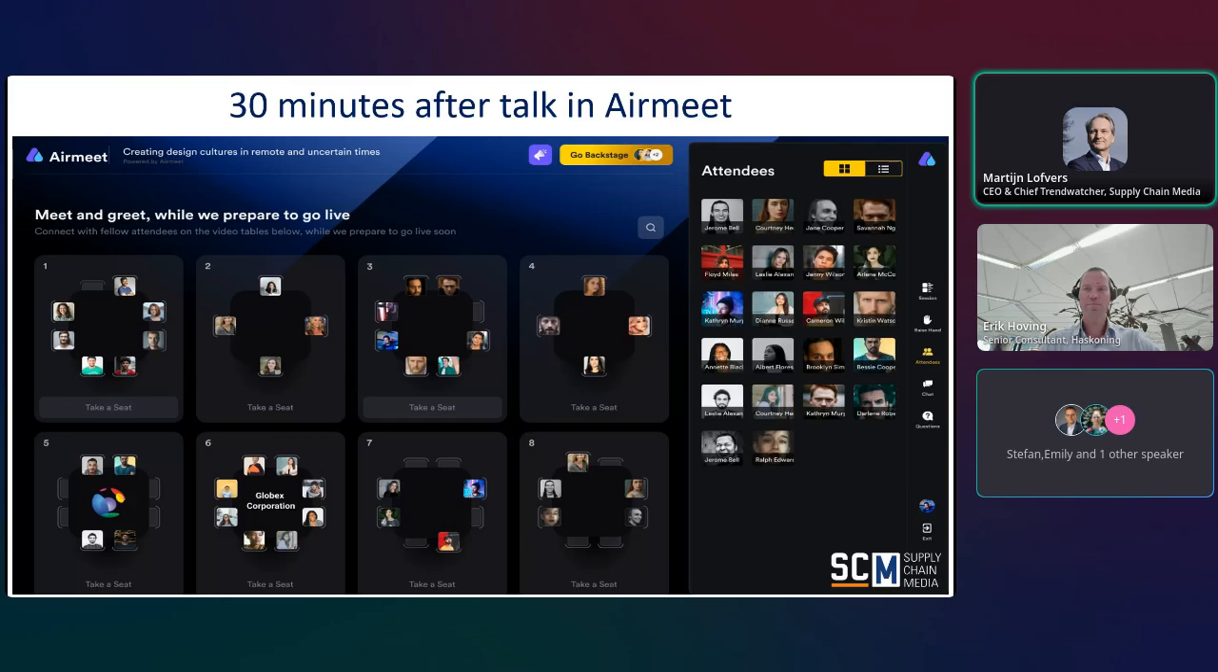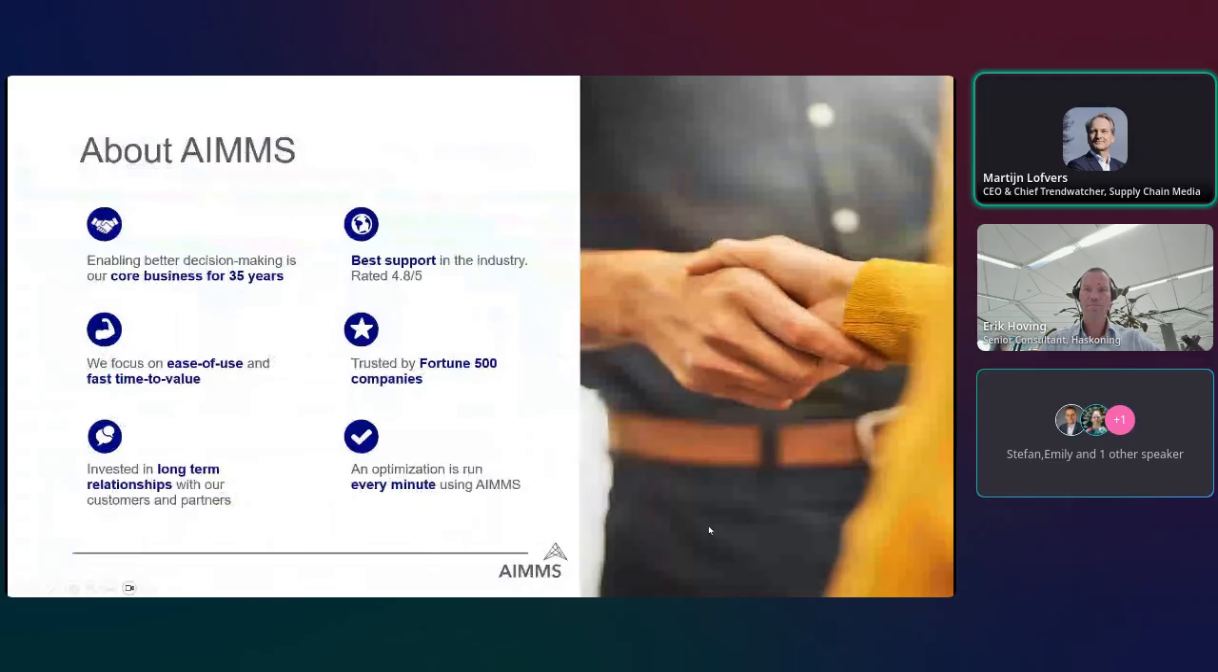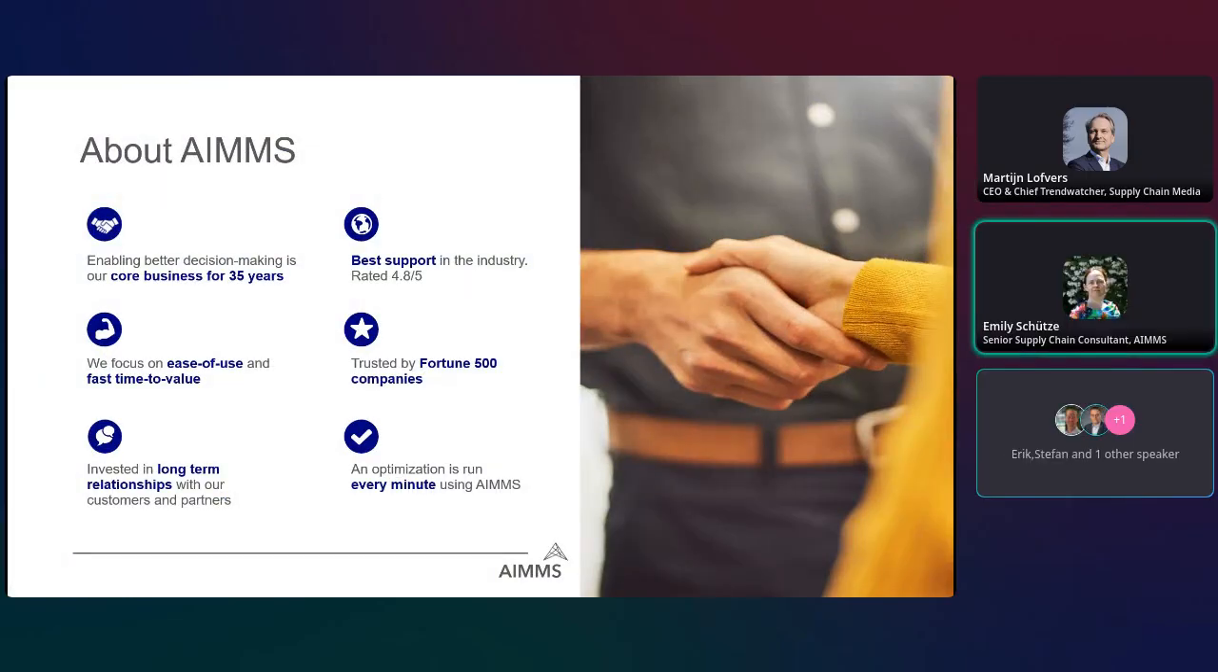Emily, can you explain a bit more about AIMMS, the company? Yes, absolutely. AIMMS has been using the power of optimization to help businesses make better decisions for over 35 years now. It's a key focus for us to make optimization easy to use for typical business unit users who don't have to have a background in optimization or mathematics. And we've been very successful in this. We have a lot of loyal long-term customers who are very satisfied with our tools and also with the level of support we give them.